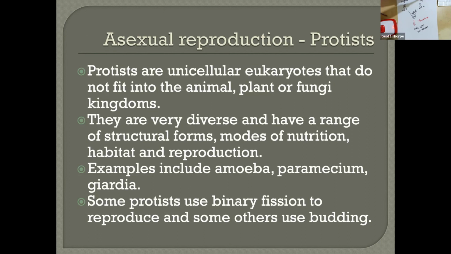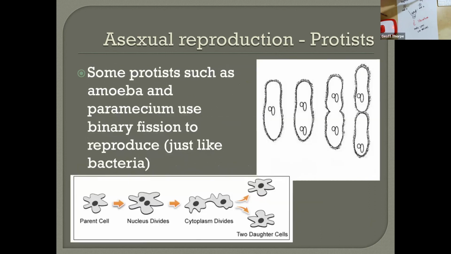Some protists use binary fission to reproduce. Just remember that is similar to reproduction in bacteria, in prokaryotes, and some use budding, like what we have seen already. Some protists such as amoeba and paramecium use binary fission to reproduce, just like bacteria.